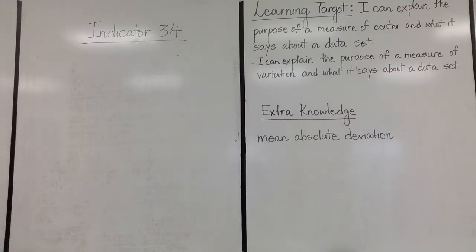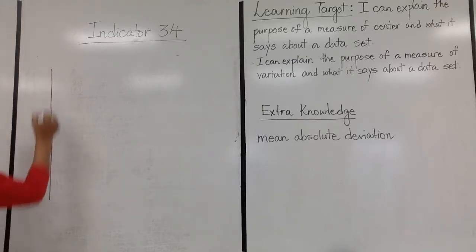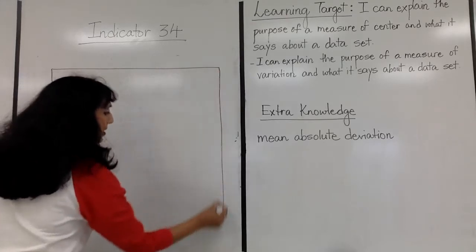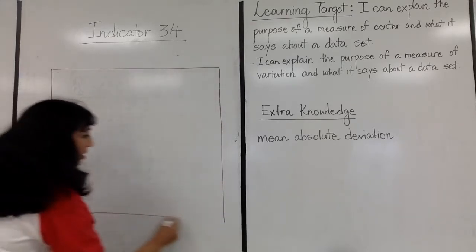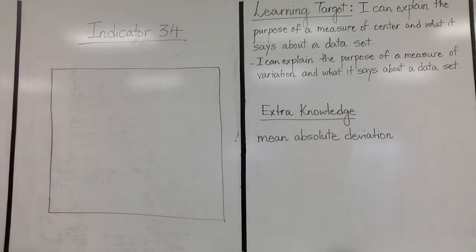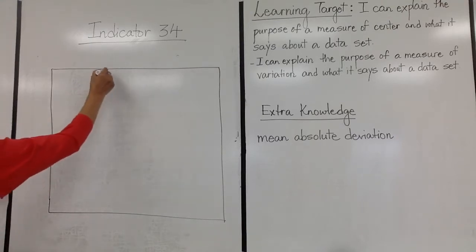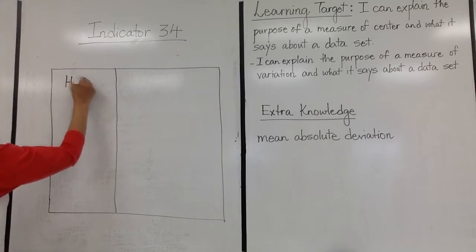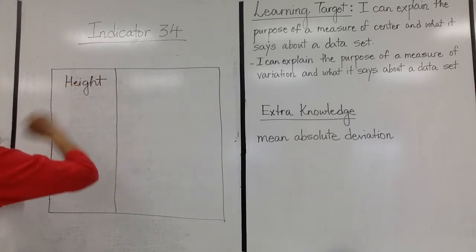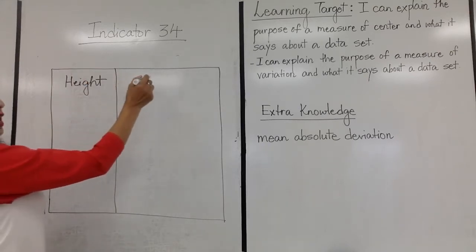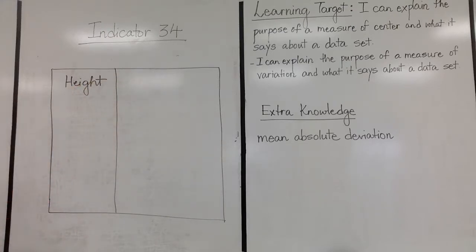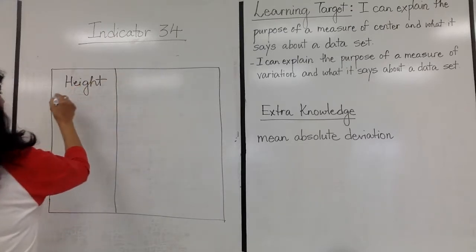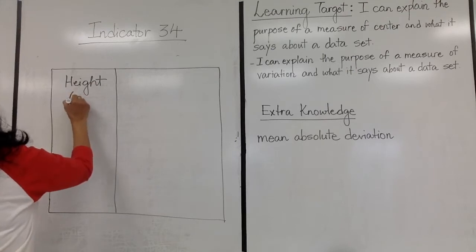And in this table, a scientist is measuring the heights of 5 plants. This is the height of the plant, and then we're going to talk about the absolute value of distance to the mean, which is the absolute deviation. Heights in inches.